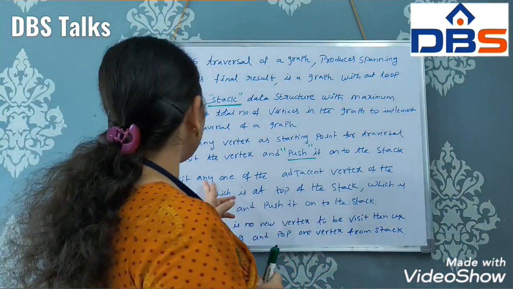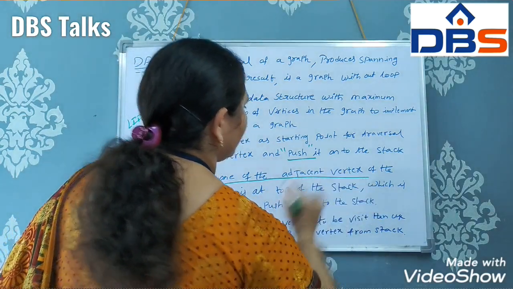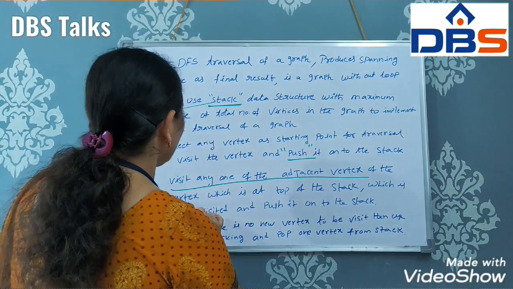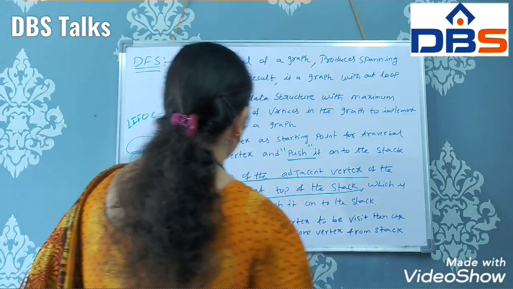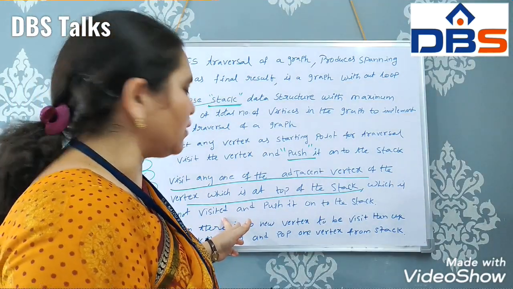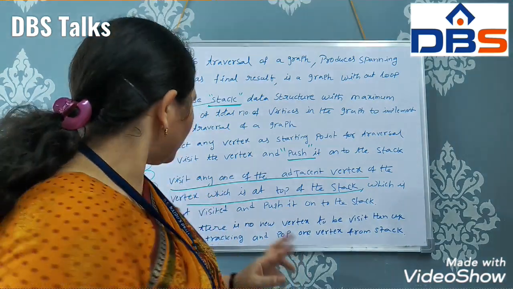Visit any one of the adjacent vertices of the vertex which is at the top of the stack. That only we place at the top of the stack, provided it is not visited. Suppose that node is not visited, then push it onto the stack.